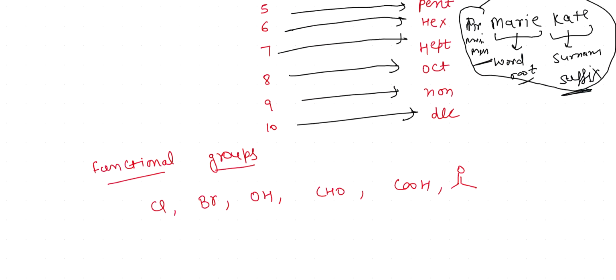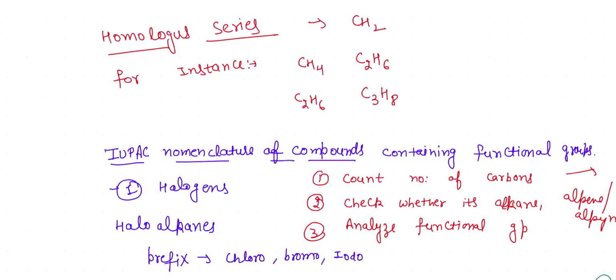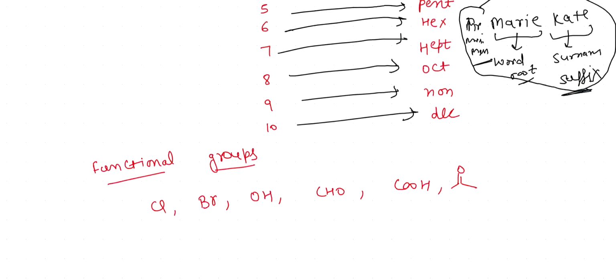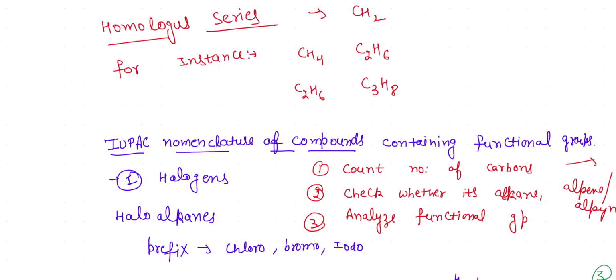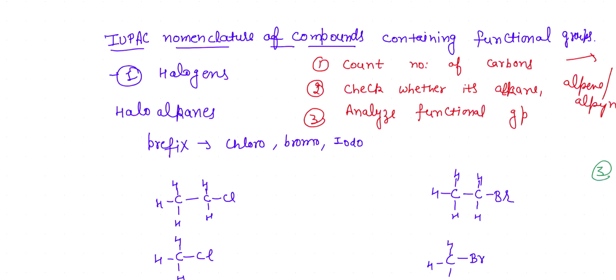Okay. So how to name compounds? We will discuss it with examples. So this is your first molecule. The first rule is count the number of carbons. It has 2 carbons, 1, 2. Then check whether it's alkane, alkene, or alkyne. This is your alkane.